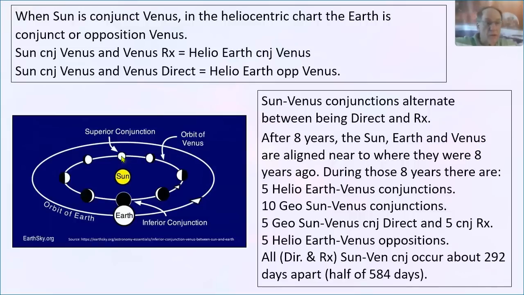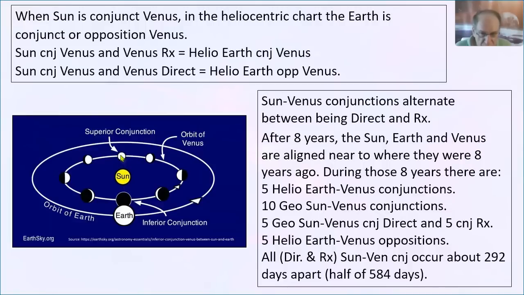So there's 2 kinds of conjunctions. That's the polarity. The polarity is that we have an inferior conjunction of Sun-Venus, then we have a superior one, and then an inferior. It alternates. Now, this is what's happening geocentrically. So when there's an inferior conjunction, the speed of Venus, what we call the apparent speed, is different from when Venus is in opposition to the Sun, when it's on the other side of the Sun.